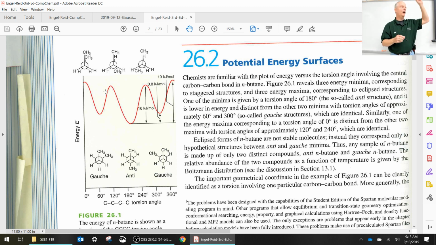And it would be very difficult to detect the few molecules that are going over the top. So we don't use those in our equilibrium calculations. We just use the minima as our equilibrium calculations. So that's using a potential energy surface. And I tried to explain why we use the word surface when we're really just taking a slice through that surface.